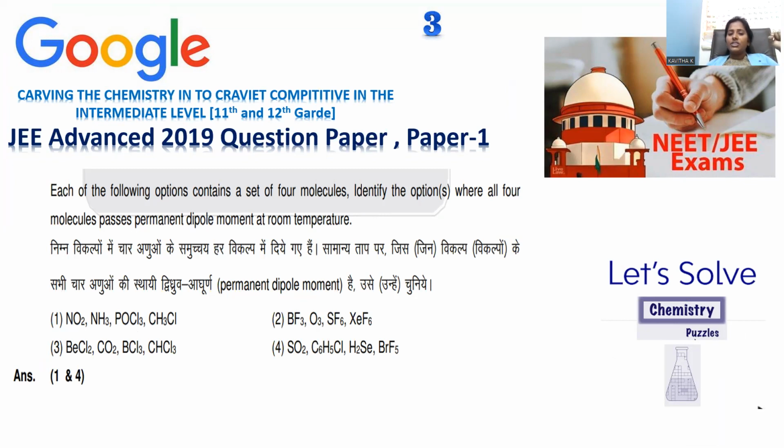Dipole is the indication of molecular polarity. Being a polar molecule, it should be non-symmetric, and only then is a permanent dipole exhibited. Nitrogen dioxide, ammonia, phosphoryl chloride, chloromethane, sulfur dioxide, chlorobenzene, dihydrogen selenium, bromine pentafluoride. These many molecules are exhibiting dipole moment. For question number 3, 1 and 4 are the correct answers.